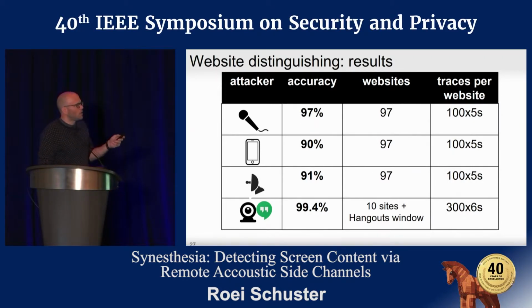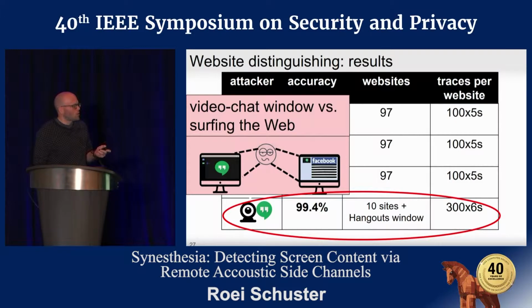In these first three rows in the table, we see the results for distinguishing between about 100 websites. We even did it with a smartphone, and we did it at a distance. The last row shows the results for distinguishing between 10 different websites and the activity of the video chat window. And this is done over the video chat, with the recordings taken at the other end of the call, like in our original attack model.